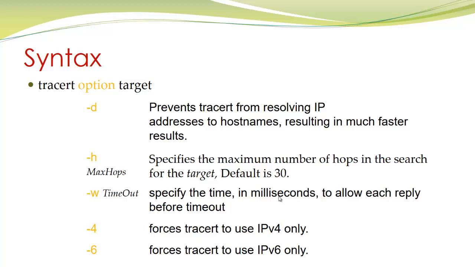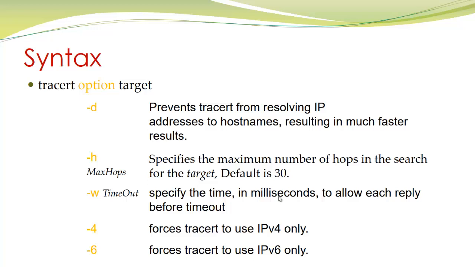What is the function of different options? First option is -d. -d is used to prevent the traceroute from resolving IP addresses to host names. By default, it always resolves the router addresses or DNS addresses to host names. So it will take some time and the results become slower. If we want results at faster speed, then we can use this option. With this option, the traceroute does not resolve IP addresses to host names.